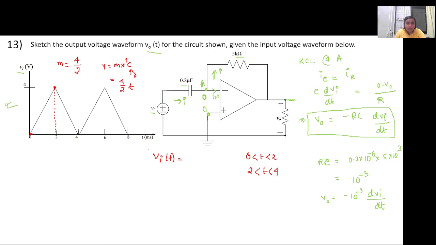now please note one more thing. This is in millisecond. So it is 4 by 2 to the power minus 3. Is it fine? So 4 by 2 into 10 to the power minus 3 into t. This is the condition when 0 to 2.